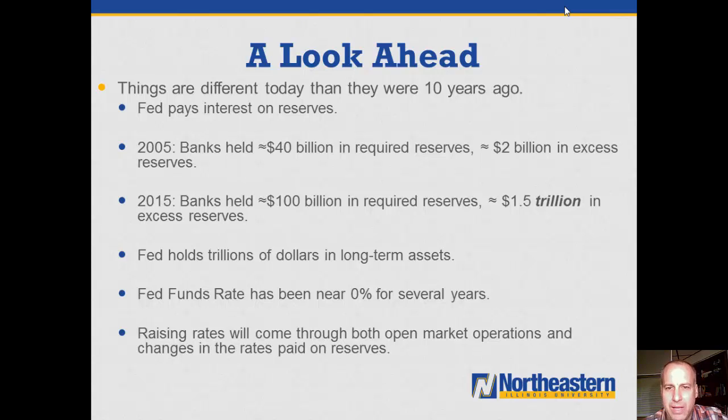Along this line, and perhaps due to the level of interest on reserves, in 2005, banks held about $40 billion in reserves throughout the financial system and about $2 billion in excess reserves. I mentioned before that banks like to stay as close to having no excess reserves as possible. The more that they can loan out, the more that they can leverage, the higher the bank's earning potential. In 2015, however, banks held $100 billion in required reserves, but $1.5 trillion in excess reserves. The payment of interest on reserves has reduced some of the disincentive for banks to hold excess reserves at the Fed. Sitting on $1.5 trillion in reserves that earns an interest payment removes some of the opportunity costs associated with holding excess reserves.